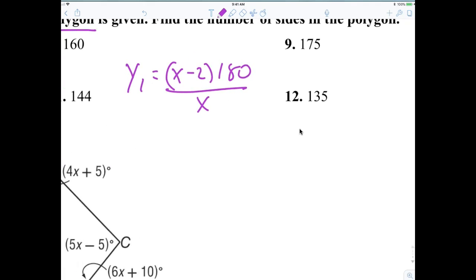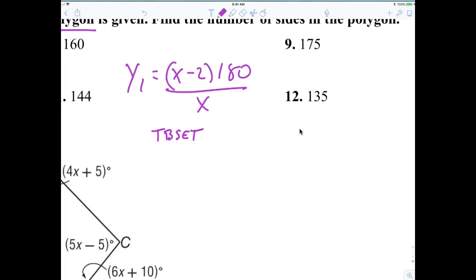All right? And that's just the formula for the measure of what? That's right. It's the measure of the interior angle of a regular polygon. All right, so please type in x minus 2 times 180 divided by x. All right? Now, here is what I want you to do now. There is this button.